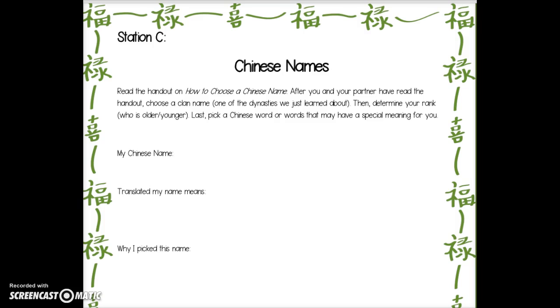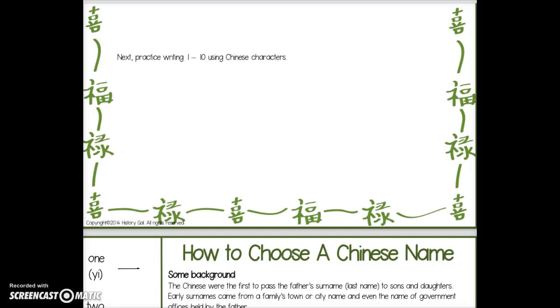Station C, you're going to create your own Chinese name. Read the handout on how to choose a Chinese name. After you and your partner have read the handout, choose a clan name, one of the dynasties we just learned about. Then determine your rank, who is older and who's younger. Last, pick a Chinese word or words that may have a special meaning for you. You're going to list your Chinese name, translate it, what does your name mean, and why you picked this name. Then you're going to practice writing 1 through 10 using the Chinese characters.